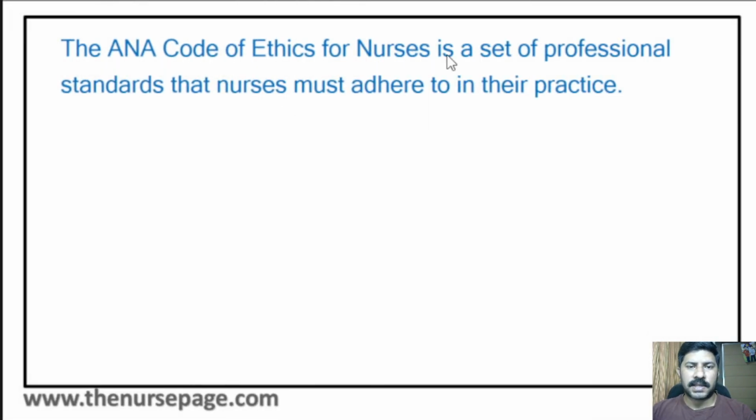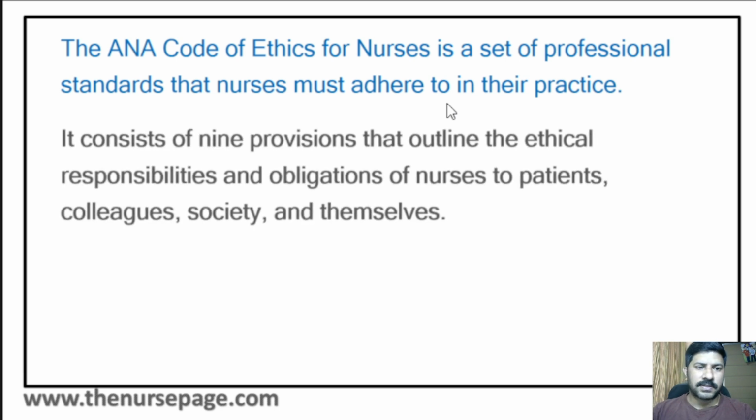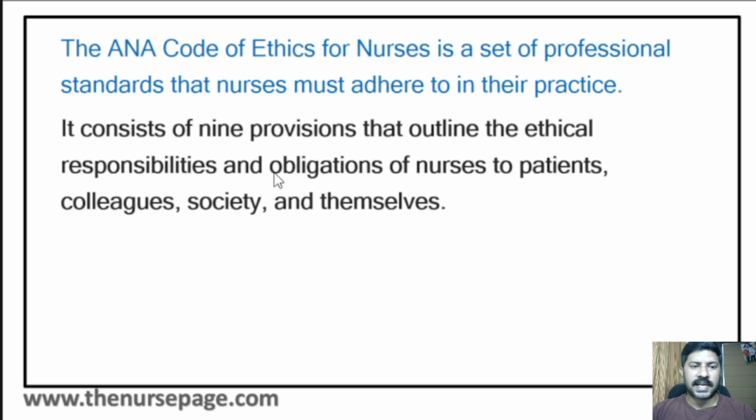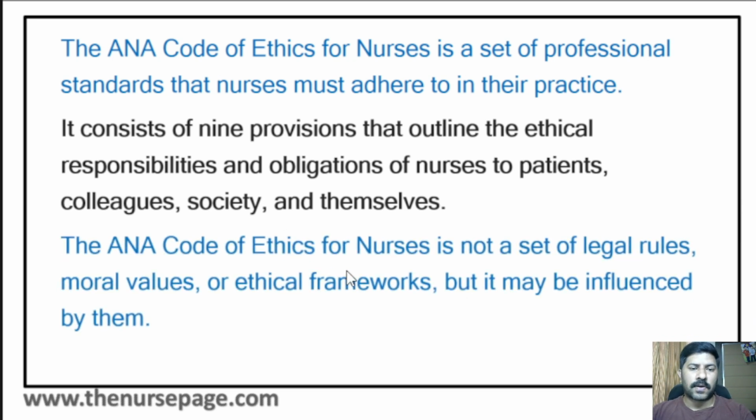The ANA Code of Ethics for Nurses is a set of professional standards that nurses must adhere to in their practice. It consists of 9 provisions that outline the ethical responsibilities and obligations of nurses to patients, colleagues, society, and themselves. The ANA Code of Ethics for Nurses is not a set of legal rules, moral values, or ethical frameworks, but it may be influenced by them. It is a set of professional standards or guidelines that nurses should follow, but it is not legal rules or moral values or ethical frameworks.